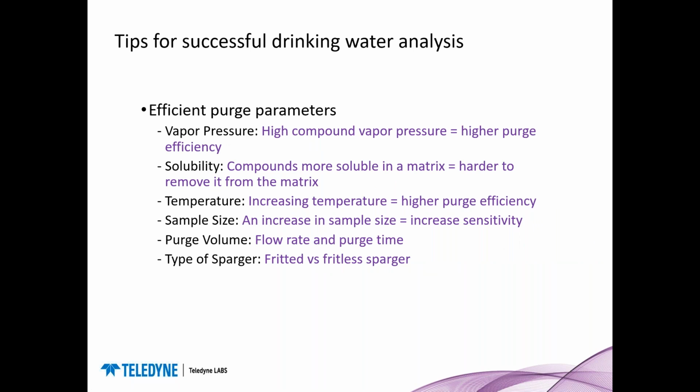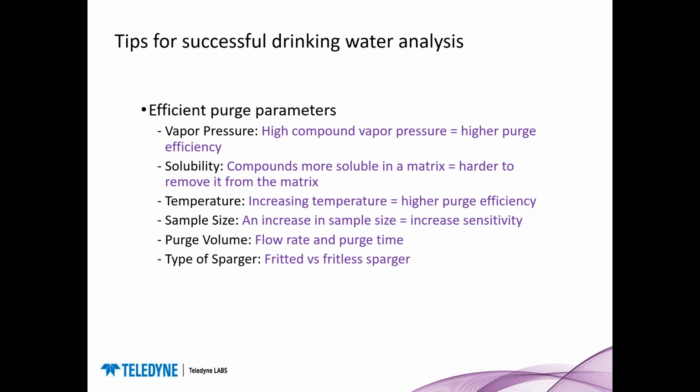All right, and some tips for a successful drinking water analysis. First, a big advantage is choosing efficient purge parameters for your drinking water methods. The more efficient your purge is, the better the chromatography you will see, and hopefully the easier your analysis will be. So the vapor pressure is the pressure at which a liquid and its vapor are in equilibrium at a given temperature. So components that have a high vapor pressure will have a higher purge efficiency. So vinyl chloride and the other gases, they have very high vapor pressures.